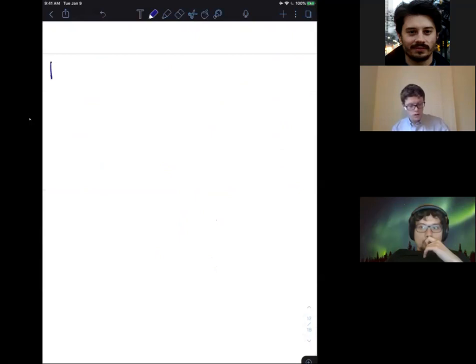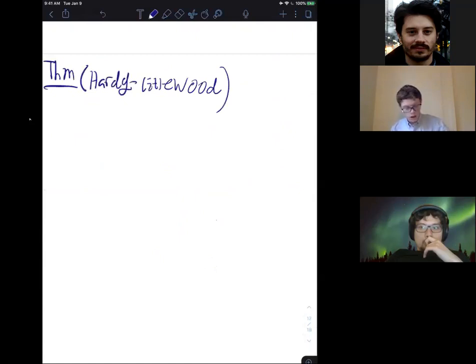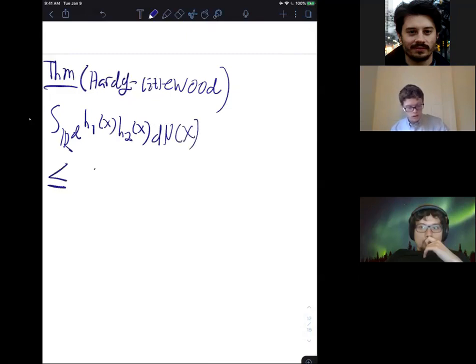Well, there's a famous theorem of Hardy and Littlewood, and so what does it say? Well, it says that the integral over R^d of h1 of x, h2 of x, d mu of x is less than or equal to the integral from 0 to infinity of h1 star of t, h2 star of t dt.